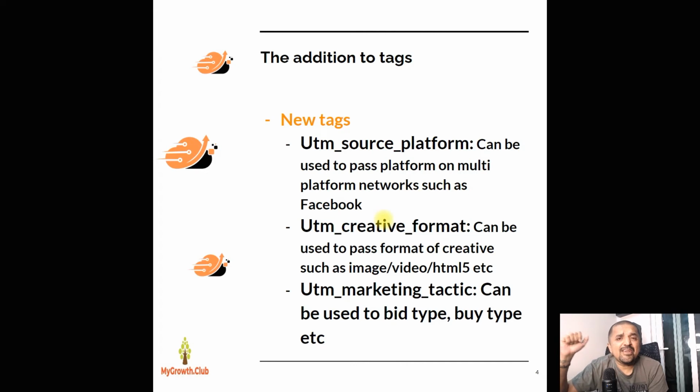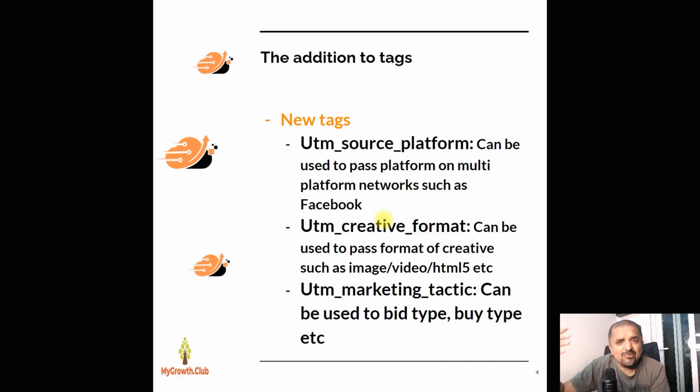Then you have UTM Creative Format. Creative formats were always passed in UTM Content by using separators, but now you can actually pass that in UTM Creative Format, where your creative format can be passed as image, HTML5, video, etc. And the last one of the new tags is UTM Marketing Tactic. This one I love. This tag will let you pass your bid strategies, your buying strategies, your media buying strategies, or anything that you want around your marketing tactics.